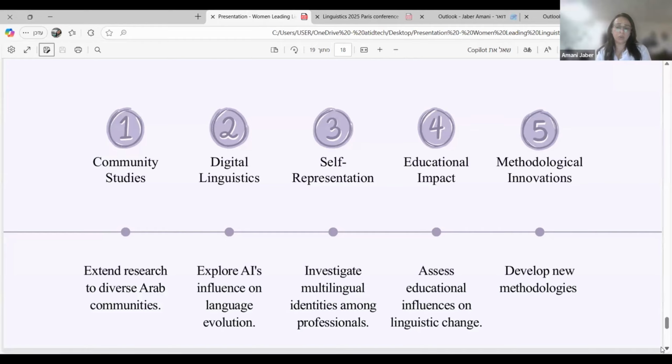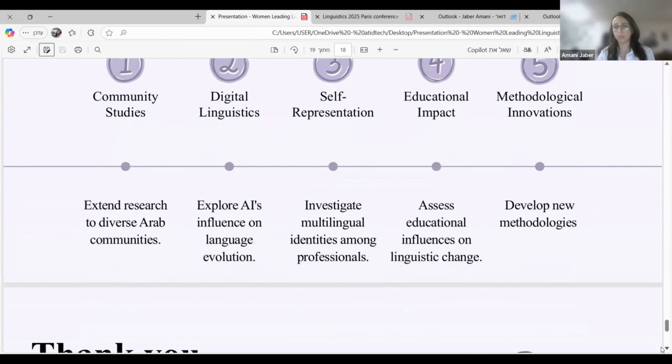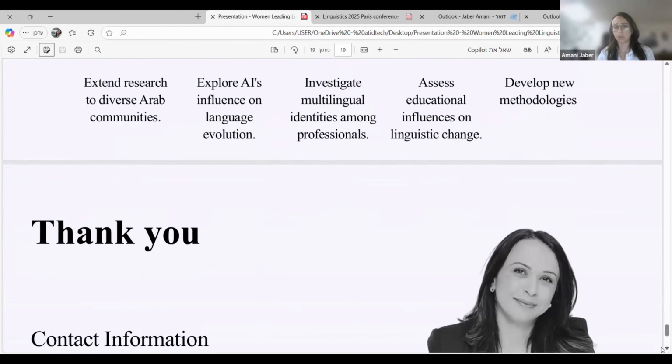And I should note that in terms of exploring AI's influence on language evolution, this is a new study that I just started planning this year. So to start looking at how AI influences the language attitudes of multilingual learners towards their acquired foreign language.